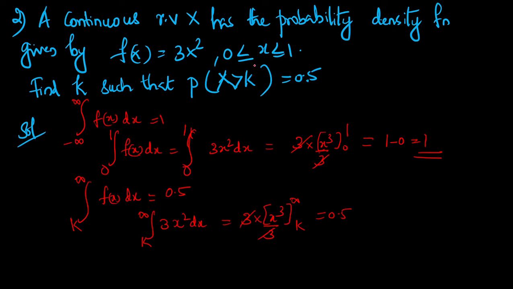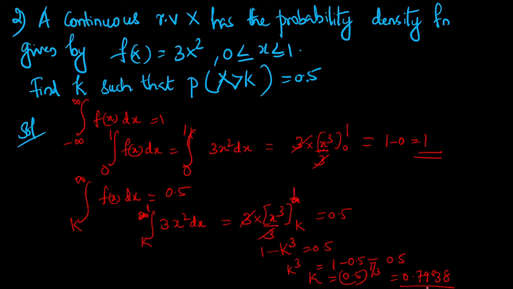And the x ranges from 0 to 1. Therefore, we can take the limits as k to 1. And substituting 1 cube minus k cube. 1 cube is 1. And 1 minus k cube equal to 0.5. And k cube is equal to 1 minus 0.5. That is equal to 0.5. And the value of k is equal to cube root of 0.5. That is equal to 0.7938. Therefore, the value of k is equal to 0.7938.